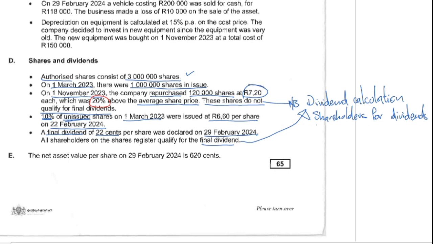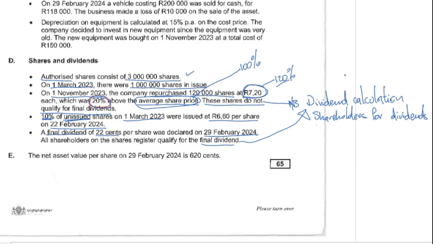That means 7.20 Rand is equal to 120%. It therefore follows that the average price is going to be 100% because that's the base upon which we add 20% in order to get 7.20 Rand. So the average price is 100%, and the repurchase price is 120%. And we know that the repurchase price is 720, so 720 is 120%.